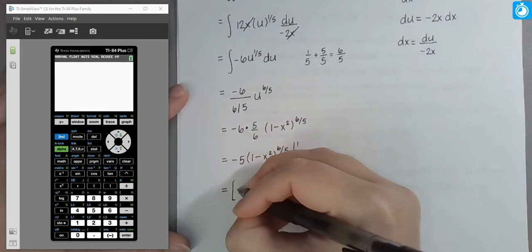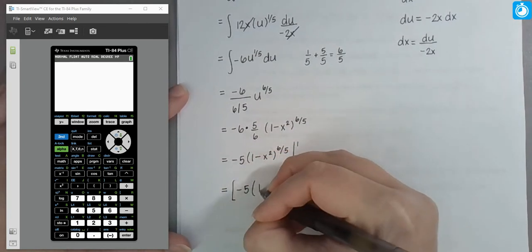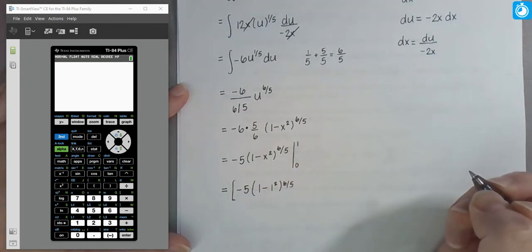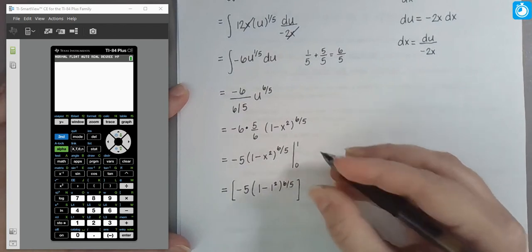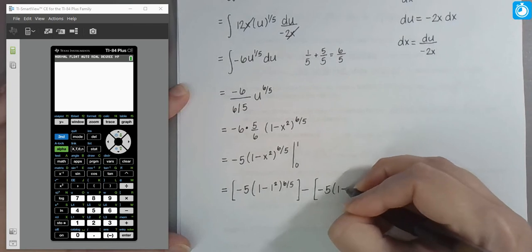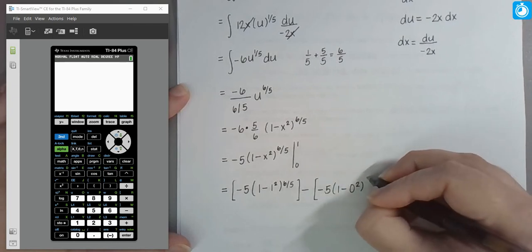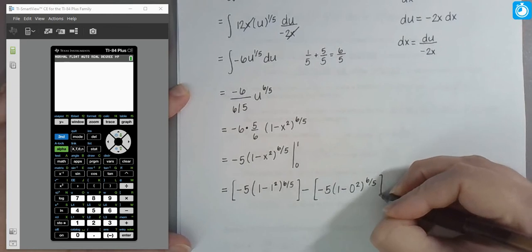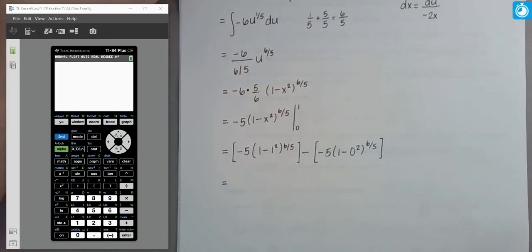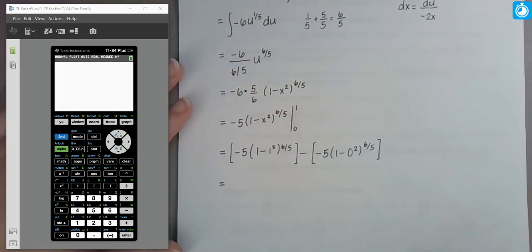subtract the 2. So that's going to be negative 5 times 1 minus 1 squared raised to the 6/5 power, minus negative 5 times 1 minus 0 squared raised to the 6/5 power. And don't be alarmed about the exponent. If it makes you feel better, we can always plug in each of these to our calculators, but as it turns out, that's not really necessary here, and we'll see why when we do plug it into the calculator.